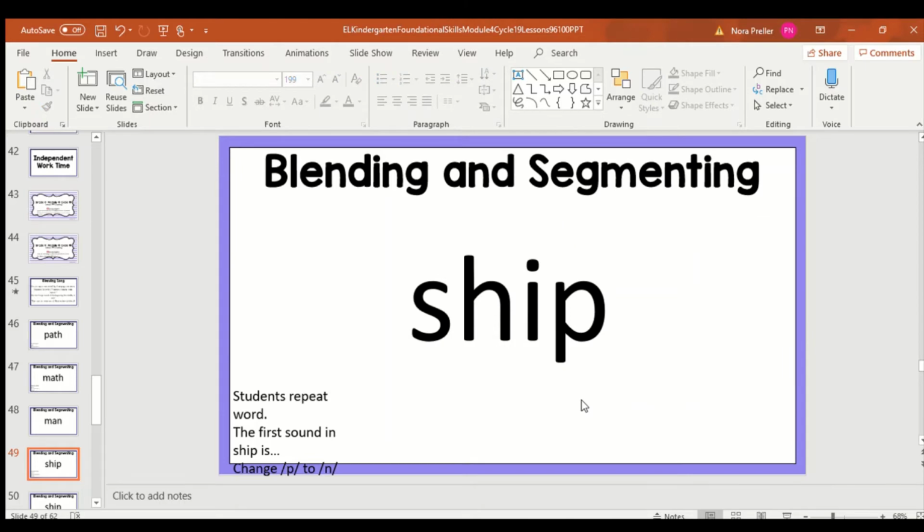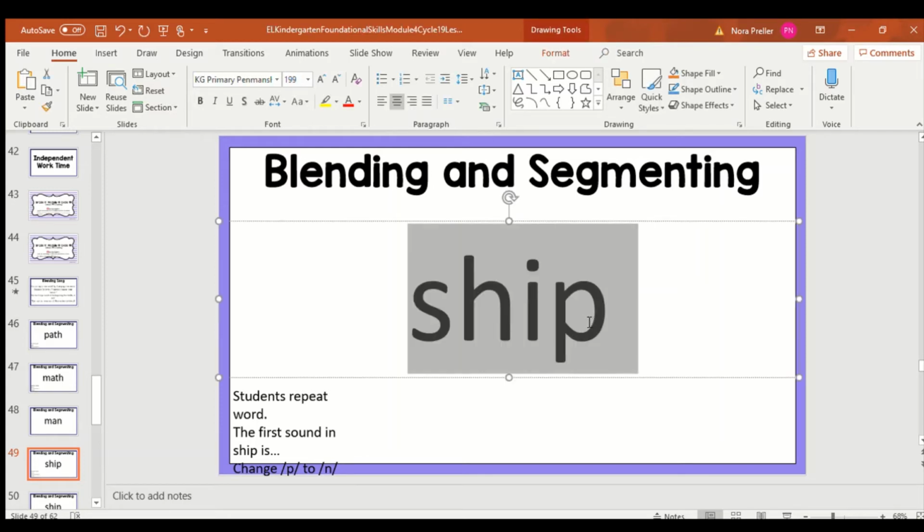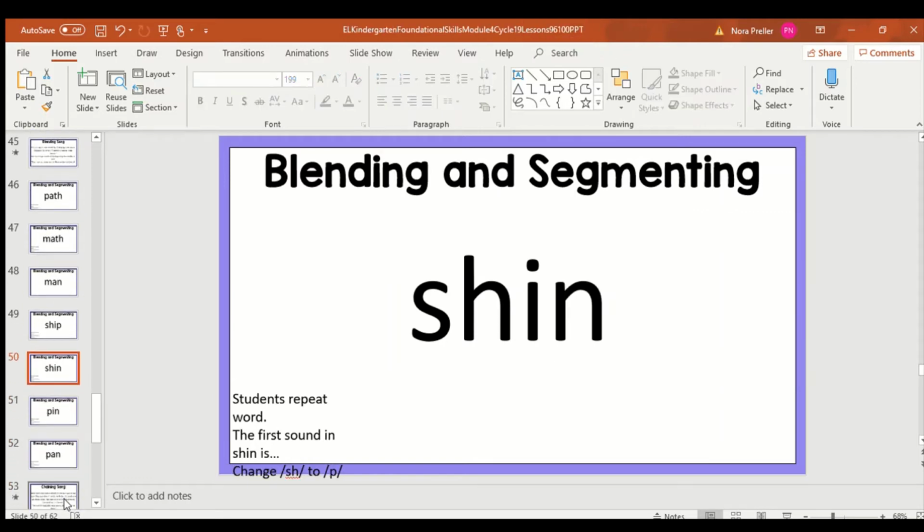Now, for our word magic, we're going to change the P in ship to n. Are we changing the beginning sound, the middle sound, or the ending sound? We're changing the ending sound. So we're changing the P in ship to n. What does that make our new word? Did you get shin? When we change the P in ship, we get shin. Like the part of your leg, your shin.